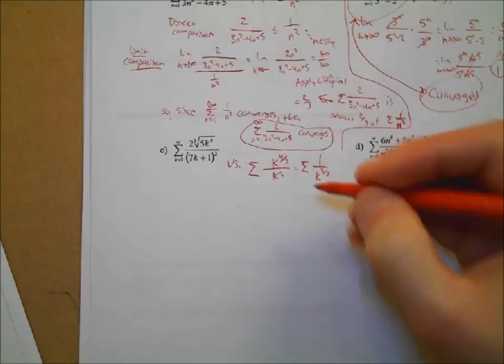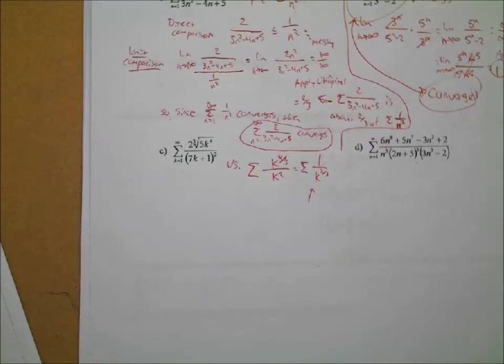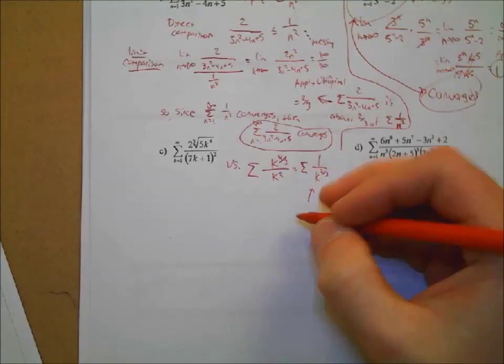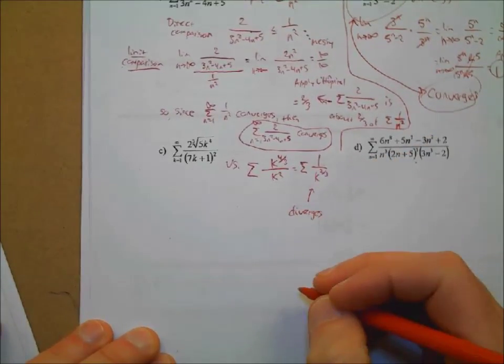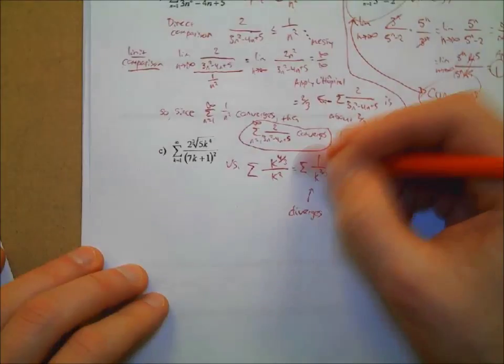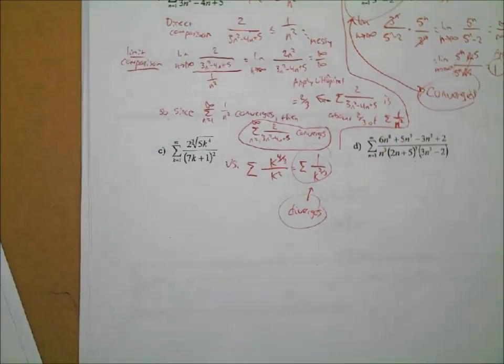Okay, what do we know about k to the 2/3? It diverges. Question? No? Okay, sorry, I thought you had a question. Yeah, diverges, because it is less than 1. That's what you said there, Sean. Yeah, less than 1. That's not equal to 1.